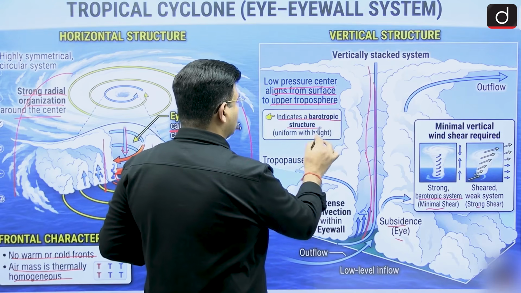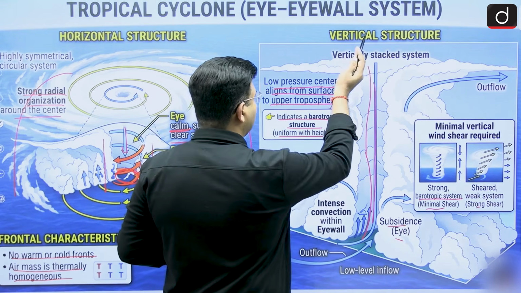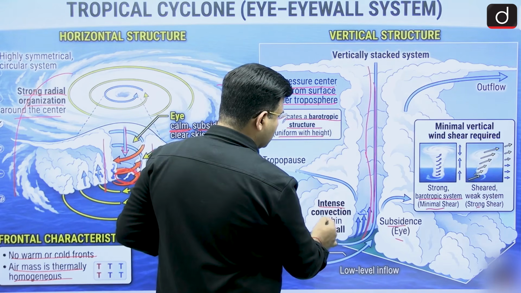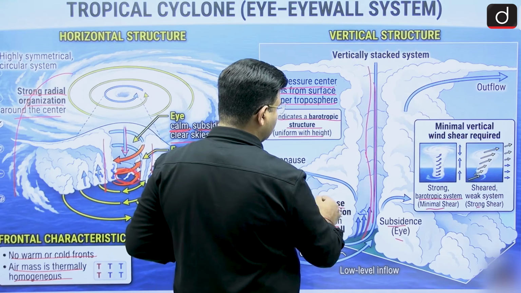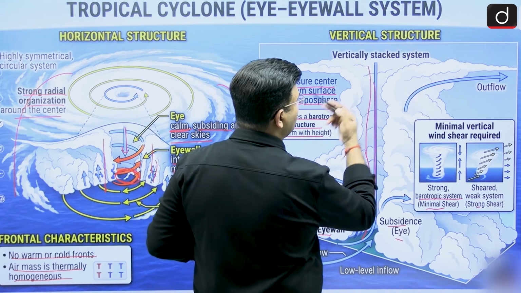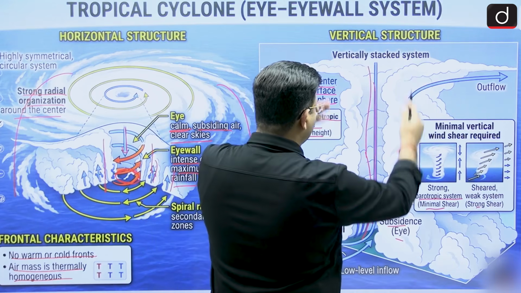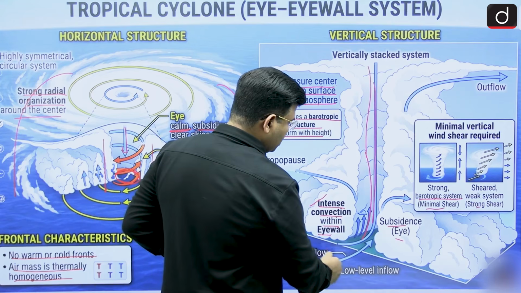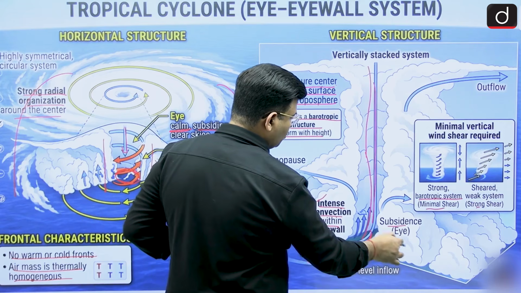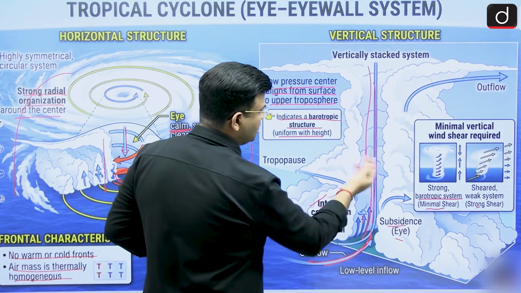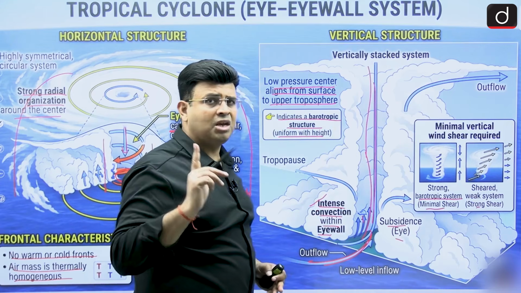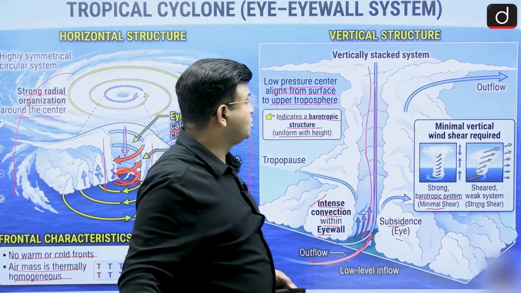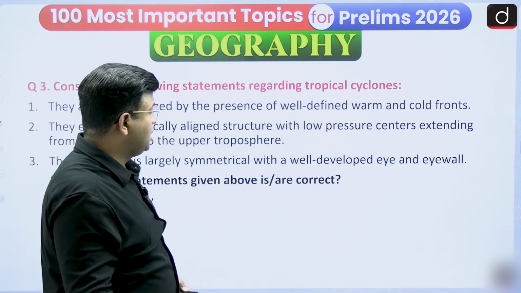Intense barotropic structure is uniform with height, all along. There is intense convection within the eye wall, the wind moving along with the cumulonimbus cloud, and the rainfall takes place. So out here there is an inflow from the outside, air is coming into this region and then circulating around the eye. Eye can form only in the developed cyclone. This is the vertical structure we have seen.